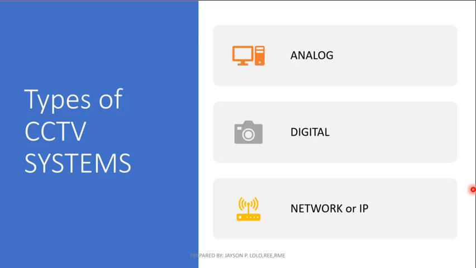So I think since you're already familiar with the analog and digital, let's discuss the network or IP. It is used with analog or digital cameras, so it is a mixed system. This system utilizes a video server to stream footage over the internet.